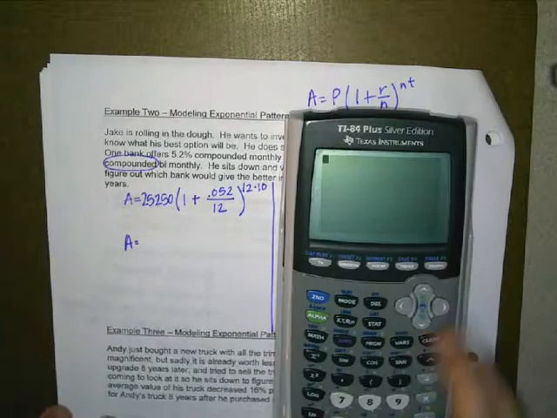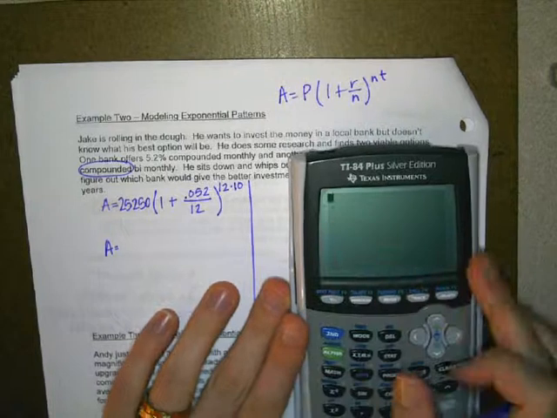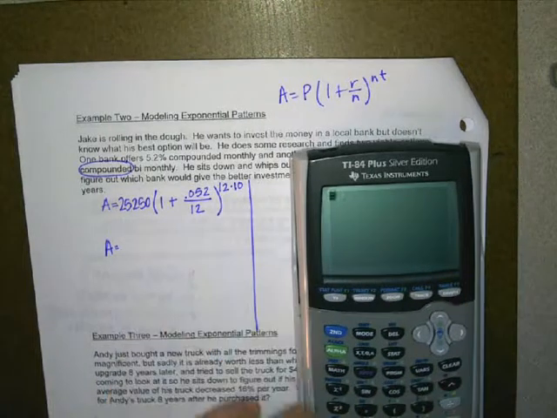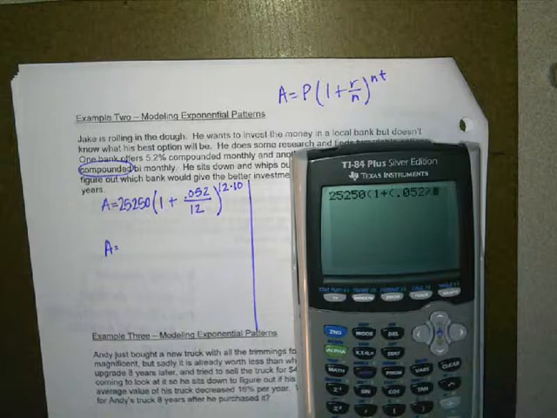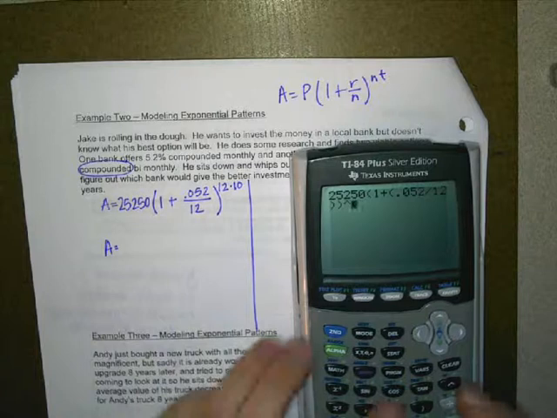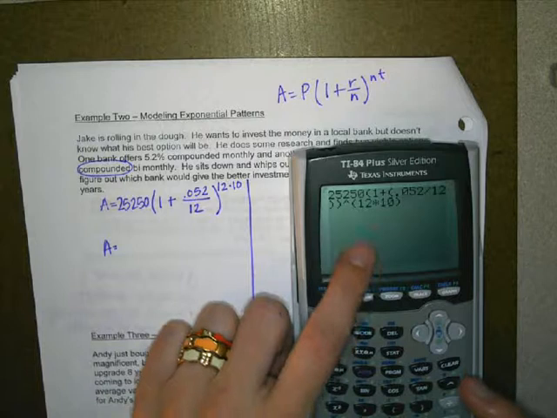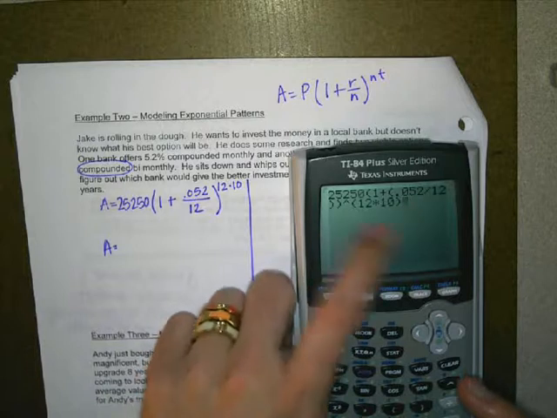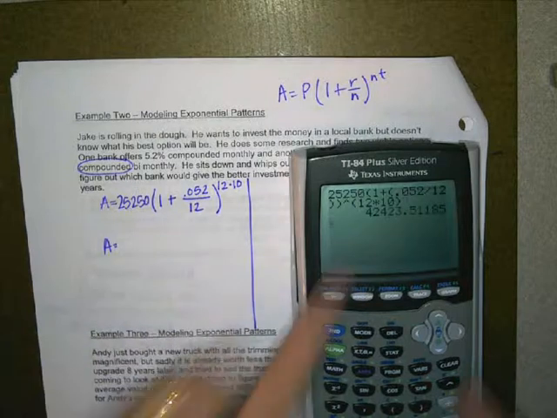Now with these, because there's so many numbers going on, you just have to be careful. So if you're going to punch it all out on one screen, I would do it like I'm going to do it right now. 25,250 times 1 plus, and then I'm going to put that fraction in parentheses, and I'm going to raise that to 12 times 10. It is important that you put parentheses around the exponent like that, otherwise it's not going to compute correctly. You end up getting 42,423.51.